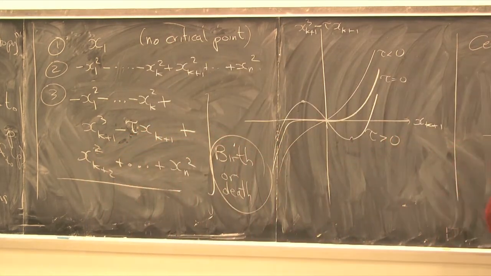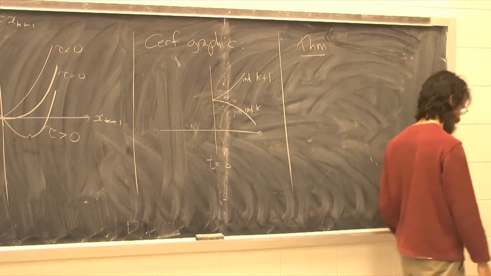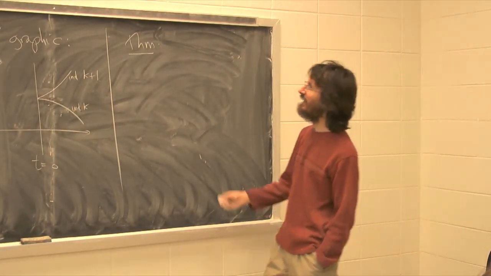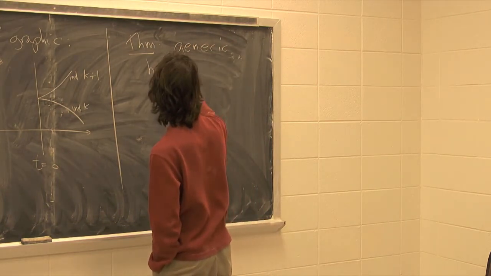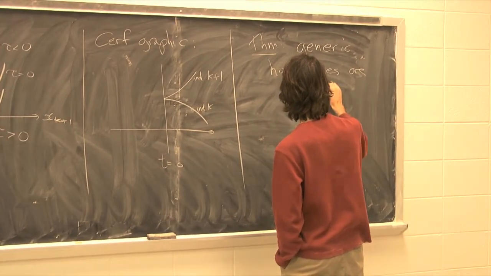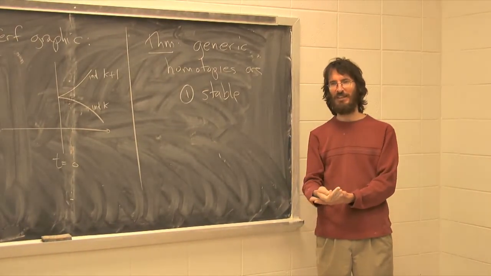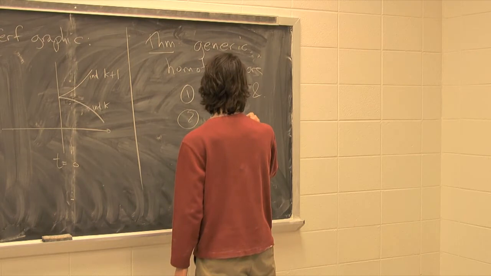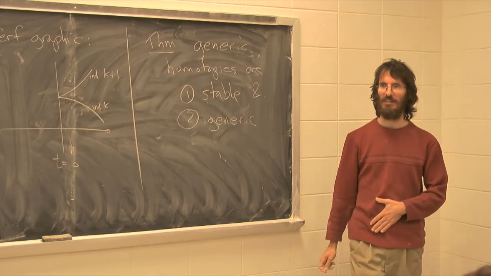And so the theorem that I'm still deferring, and it's in the same line as the Morse lemma and proving that Morse functions are stable, is going to be that generic homotopies are generic and stable. One, stable. Stable means if, as a homotopy, you wiggle it, it will retain this property. And two, generic. Generic means that if you're given a particular homotopy, you can wiggle it a little bit and it will become like this. Okay?